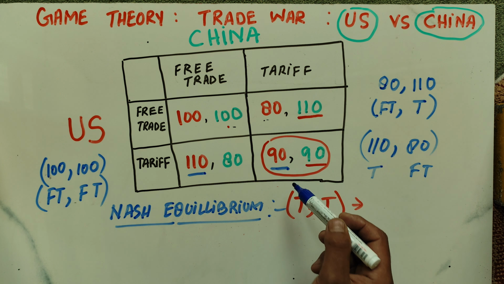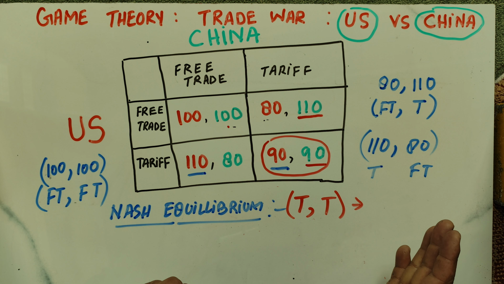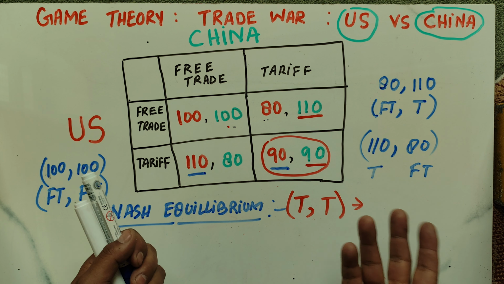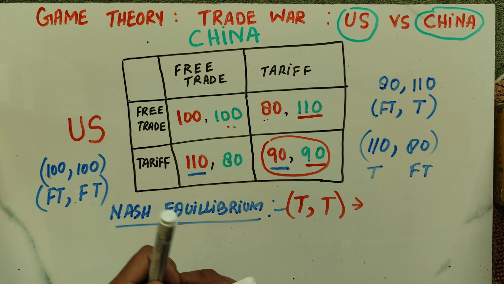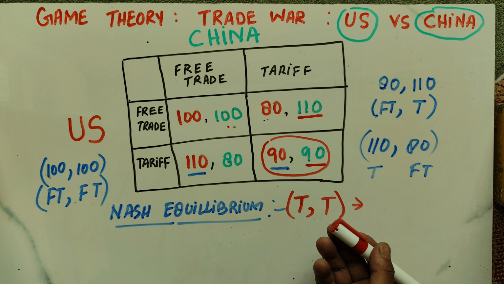So this is not Pareto efficient. If both US and China agreed to free trade, both would have been better off. Now, why does this happen? It happens because the lack of trust and the fear of unilateral disadvantage drives both to impose tariff.